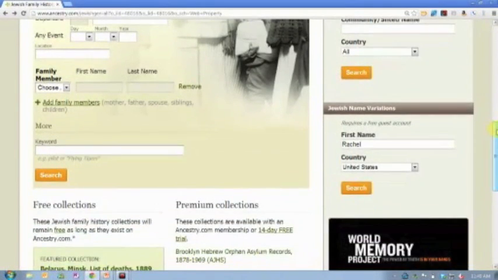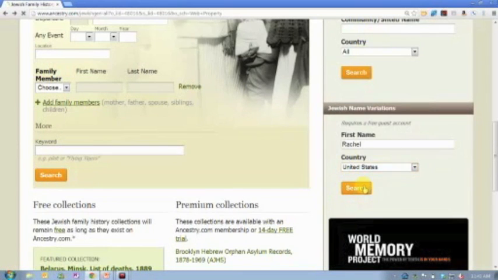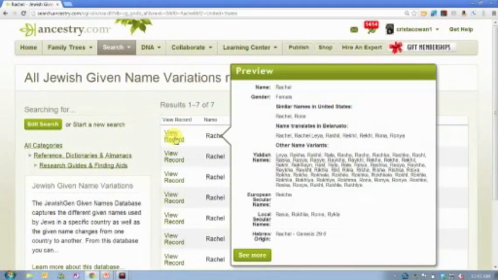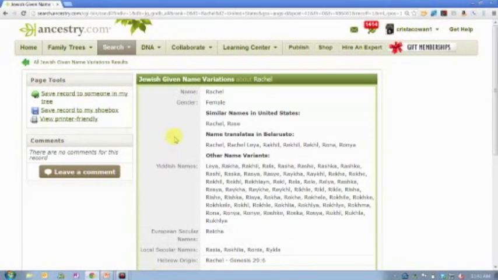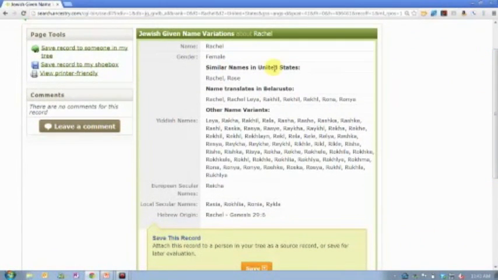It's called the Jewish Name Variations, and you just type in a name. In this case, I've typed in the name Rachel. You select a country. Rachel is the name she was known by in the United States, and click search. Now, I've done the research, and I know that the Rachel I'm looking for was from Belarus originally, or what is now Belarus. She was from Russia. Everything said Russia, but where she's from is now in Belarus. And so here then is a list of possible variations, names that she would have been known by in Belarus, names that she would have been known by in Yiddish, okay?